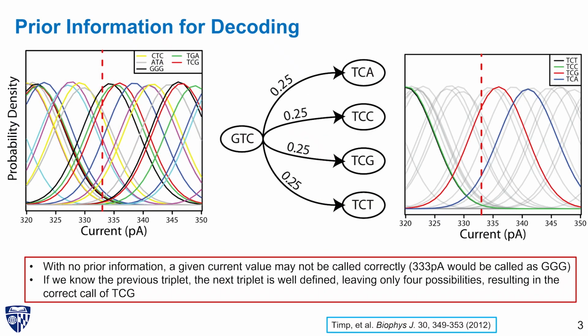But it turns out that there's an advantage, which is if you can control the translocation rate of the DNA molecule through the pore precisely, you know that after you go from GTC to the next triplet, it's got to be TCA, TCC, TCG, or TCT. So you can actually use a hidden Markov model to eliminate a lot of the other possibilities and walk a Markov chain through here and establish base calling in this fashion.